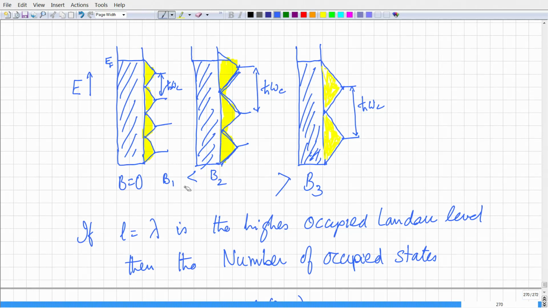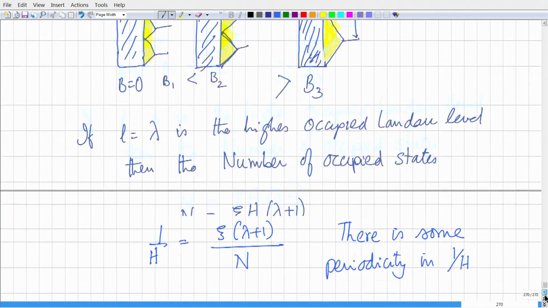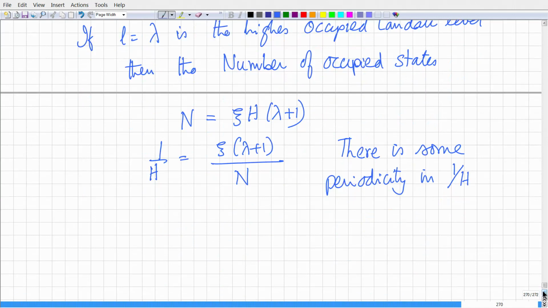You see, for example, that at B1 and B3, we have completely filled harmonic states. This complete filling of the harmonic states occurs at, let us say, a lambda value. So when the number of electrons is equal to the degeneracy psi h times lambda plus 1, then the number of electrons will fill exactly the harmonic oscillator levels completely. We also see that this lambda plus 1, which is the maximum quantum number of the harmonic oscillator which is fully occupied, is actually periodic in 1 by h. And because it is periodic in 1 by h, many properties are periodic in 1 by h.